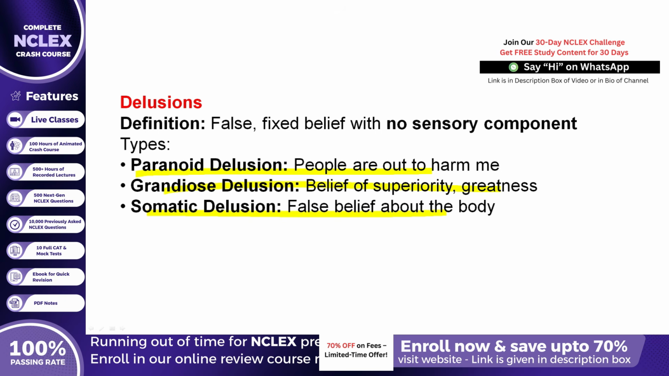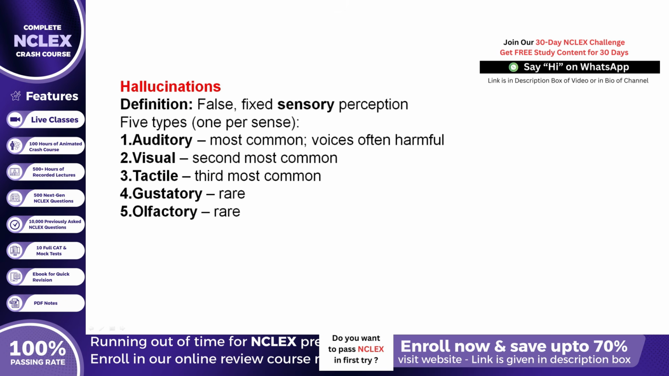Hallucination definition: false, fixed sensory perception. And I want you to hold that exact phrase in mind as we go on. There are 5 types, one corresponding to each sense. So think sight, sound, touch, taste, and smell. Auditory hallucinations are the most common, and importantly, the voices patients hear are often harmful. Visual hallucinations are the second most common, so after voices, we look for things seen that are not there. Tactile hallucinations are the third most common, meaning false sensations of touch come next in frequency. Gustatory hallucinations are rare, so taste is an uncommon false perception. Olfactory hallucinations are also rare, meaning false smells do not happen often.